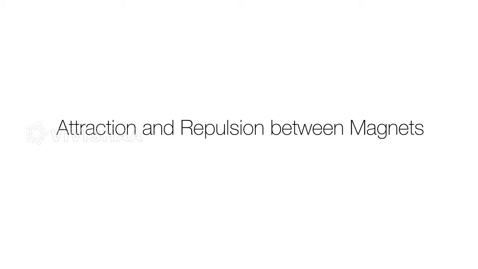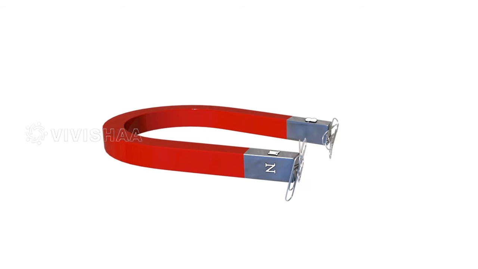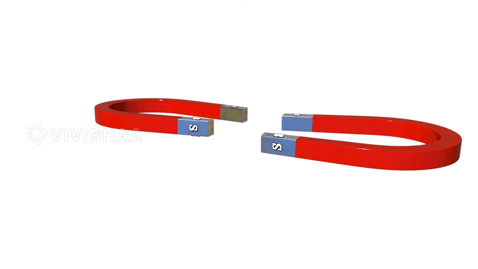Attraction and repulsion between magnets. Aim: to know about the forces of attraction and repulsion between the magnets. Any object that has magnetic properties is called a magnet. Magnetism is a force of attraction or repulsion between the magnetic materials.